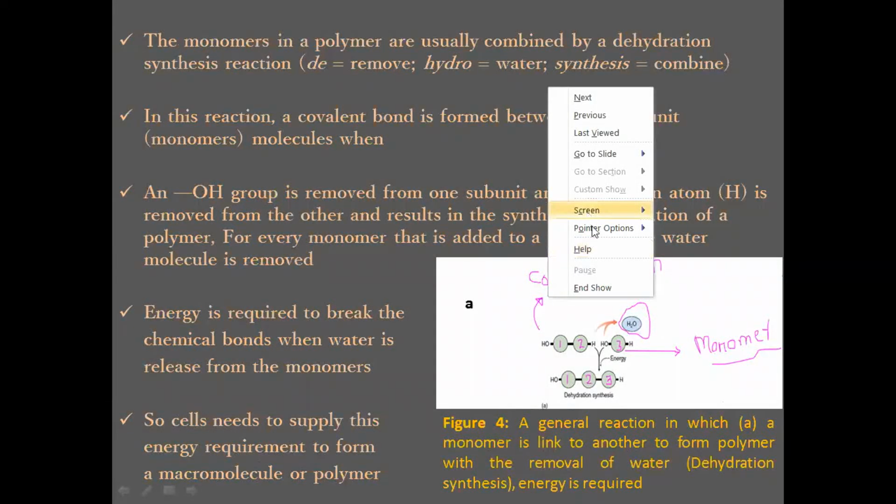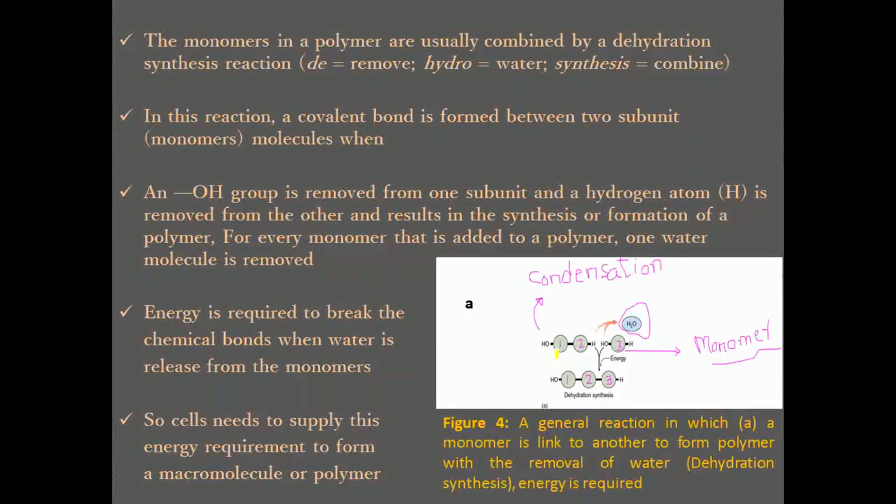Here we can see that these 1 and 2 are individual monomers which are combined in a condensation reaction. The third monomer will combine in this reaction. A bond is formed between monomer 2 and monomer 3 with the removal of water. We can see this monomer combined with these 2 monomers with the removal of water. So energy is required in this process, and this is known as dehydration synthesis or condensation. After the reaction, a polymer is made which consists of monomers 1, 2, and 3.